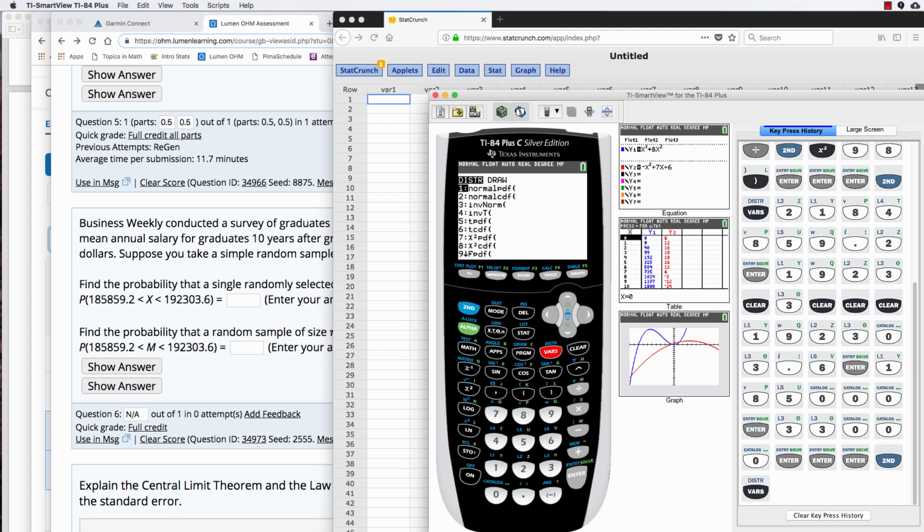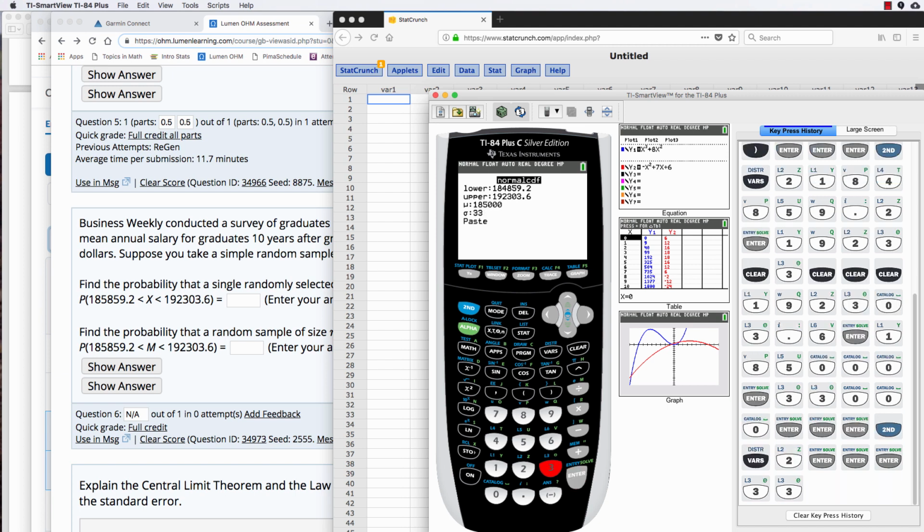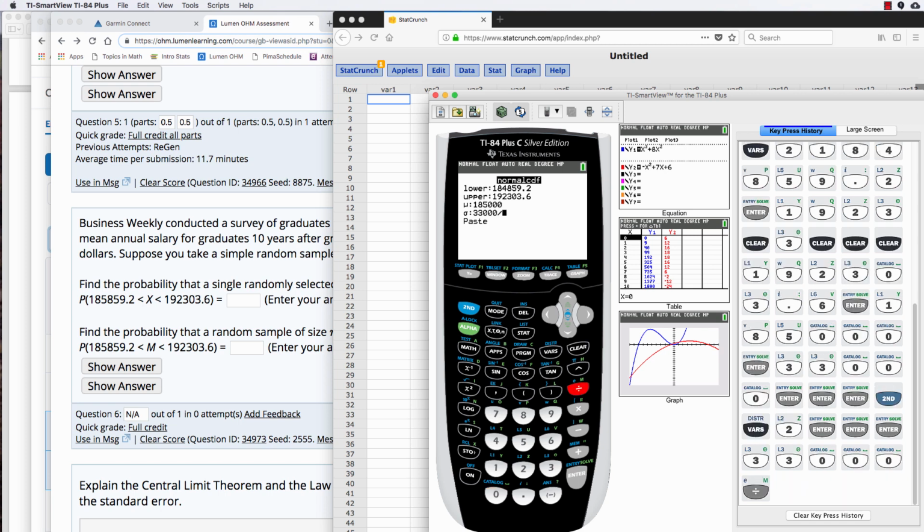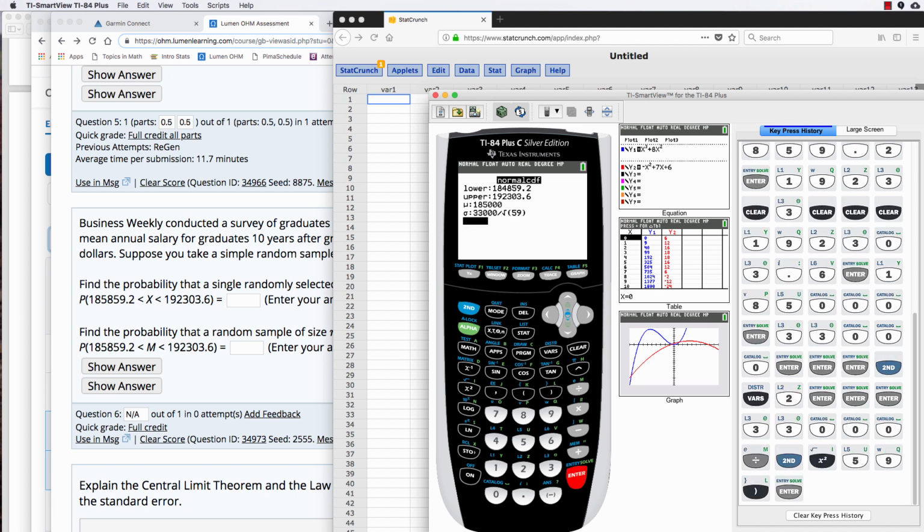Second distribution, normal CDF, and we want to change this to 33,000 divided by the square root of 59. Enter, enter, enter. And we see it's 0.4685. All right, that's how we do those two problems with the graphing calculator and StatCrunch.